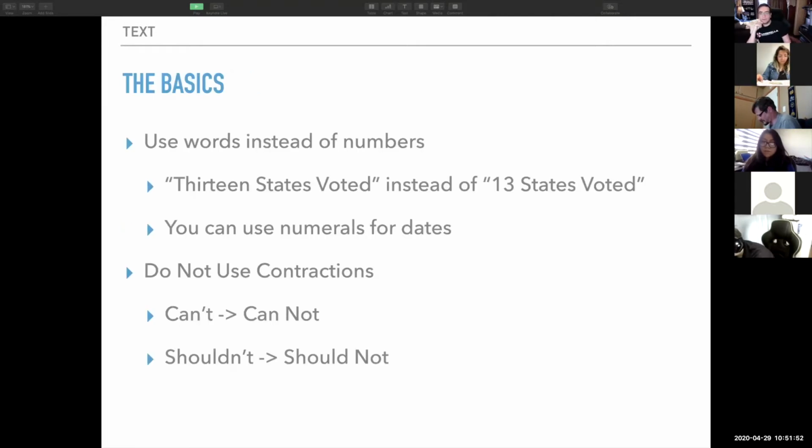For basics, unless it's a date, use words instead of numbers. So write out the words for 13 states voted instead of the numerals. You can use numerals for dates, and you can use numerals for numbers over 1,000 if you're just talking about numbers in general. So if you're going over 1,000, go ahead and use numbers, but just make sure that you're doing that.